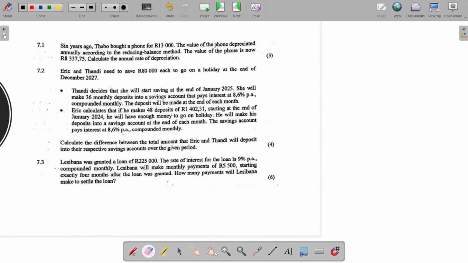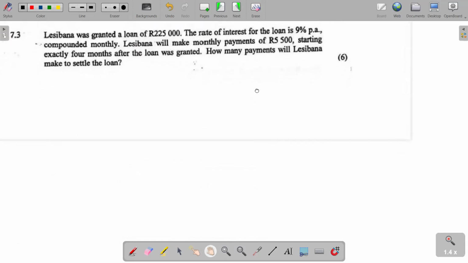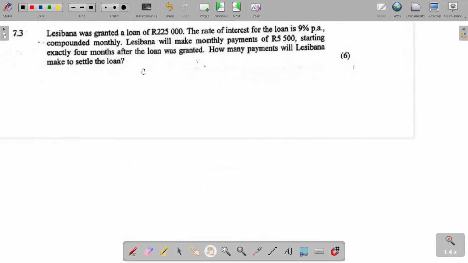So we are still going. It's saying Esbana was granted a loan of 225,000. The rate of interest for the loan is 9% per annum, compounded monthly. Esbana will make monthly payments of 5,000 starting exactly 4 months after the loan was granted. How many payments will Esbana make to settle the loan?